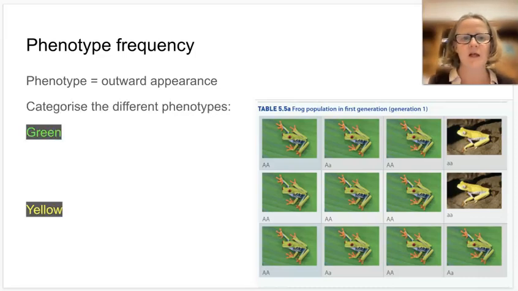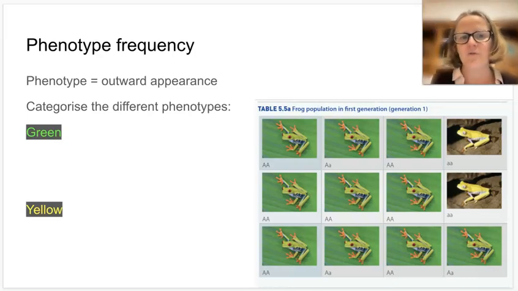We first of all have to categorize the different phenotypes. And when you look at these frogs, it's fairly simple to see that there are two phenotypes. There are green frogs and there are yellow frogs. They're probably albino, but I'm calling them yellow.